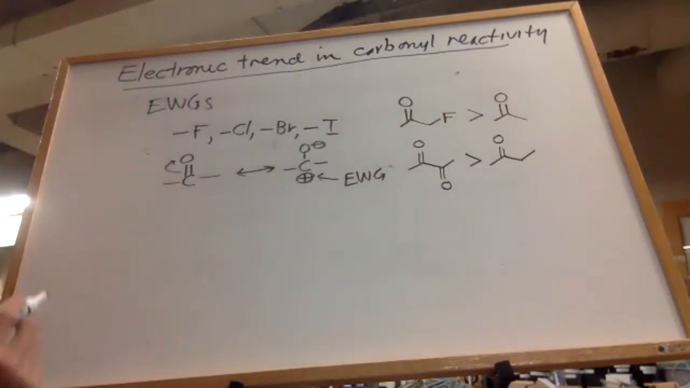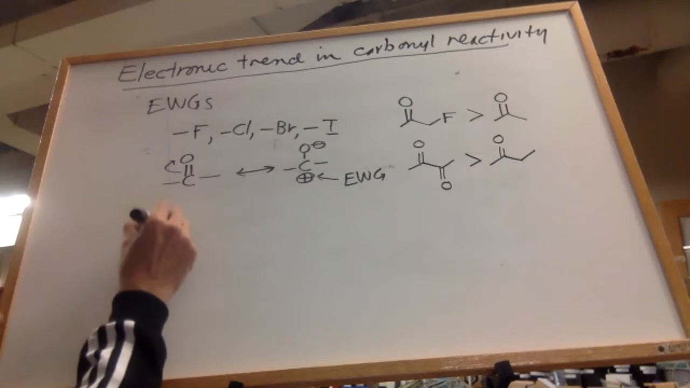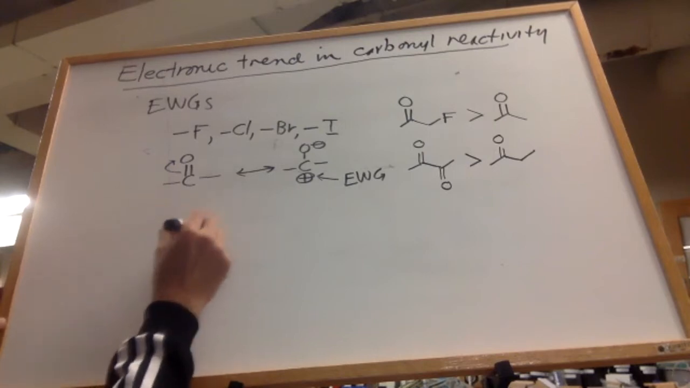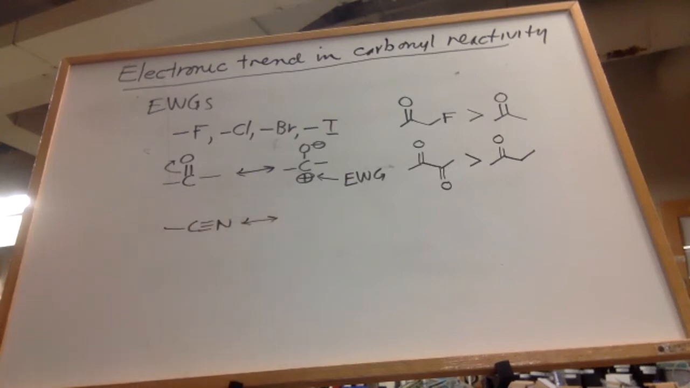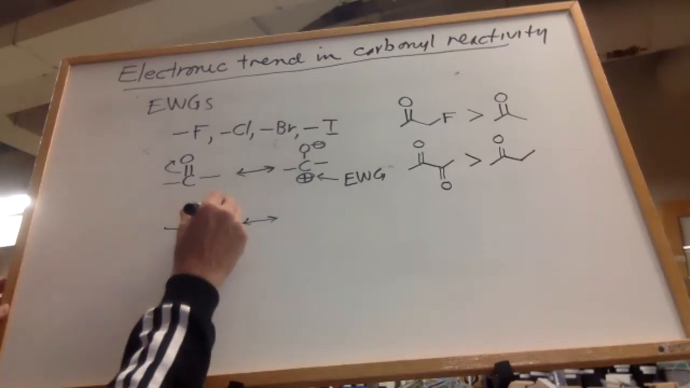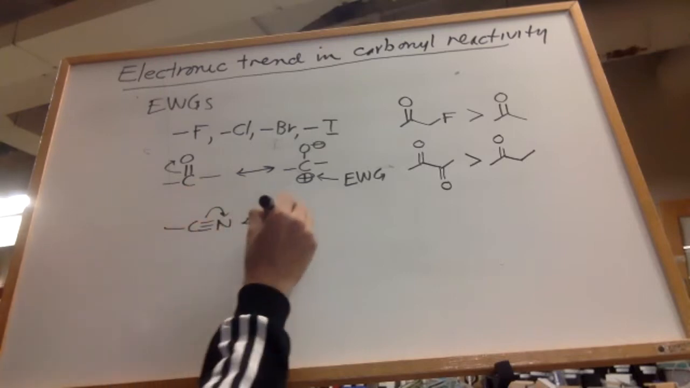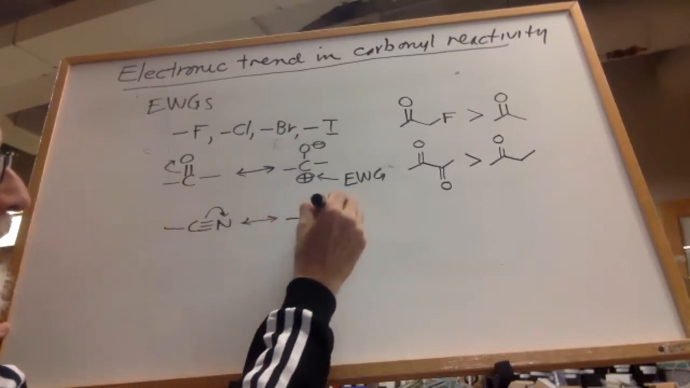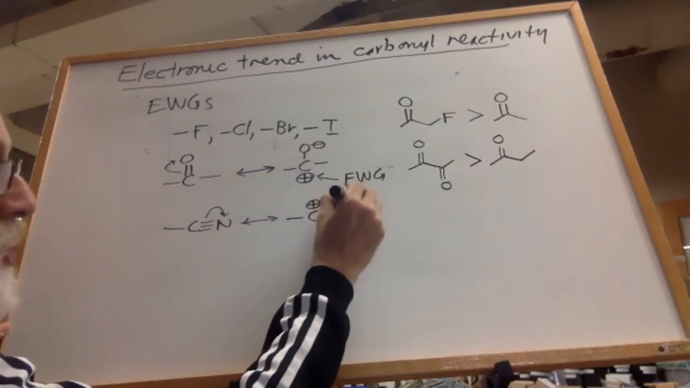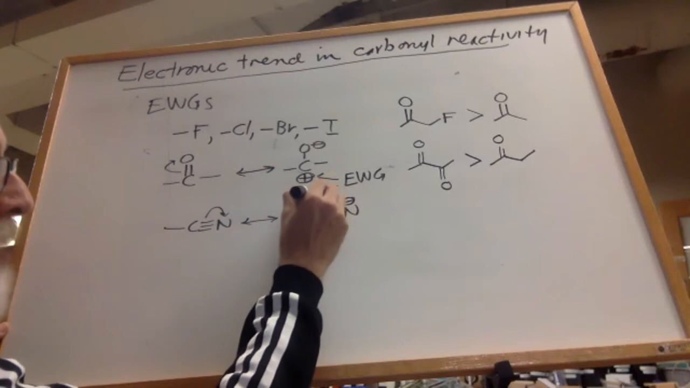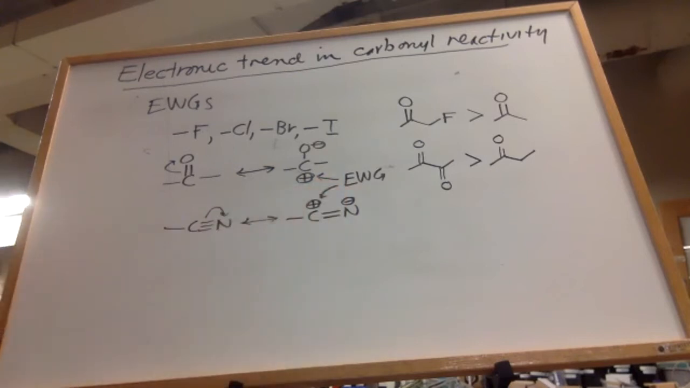Okay, another electron withdrawing group would be the cyano group. That's also electron withdrawing. And why is that electron withdrawing? Because nitrogen is much more electronegative than carbon, so the nitrogen is also withdrawing electron density from here. And so we could have a resonance structure that looks like that. And so now this carbon, the nitrile carbon, is electron withdrawing.